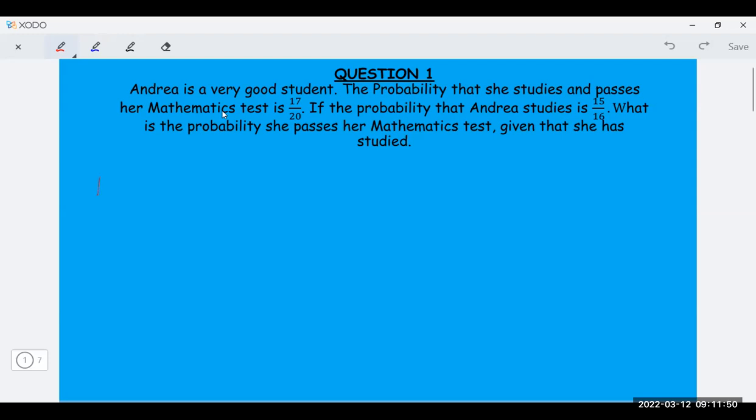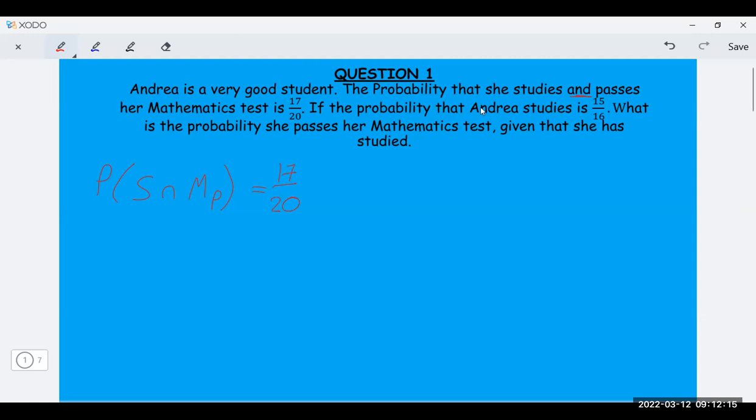Let's represent that figuratively. The probability she studies, let's use S to represent she studies, and that keyword "and" means the intersection, and passes her math test. So let's put MP, meaning pass her math test. They told us that is equal to 17 out of 20.